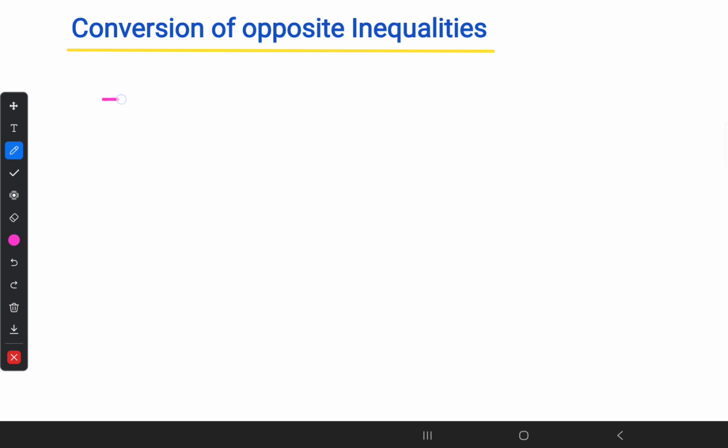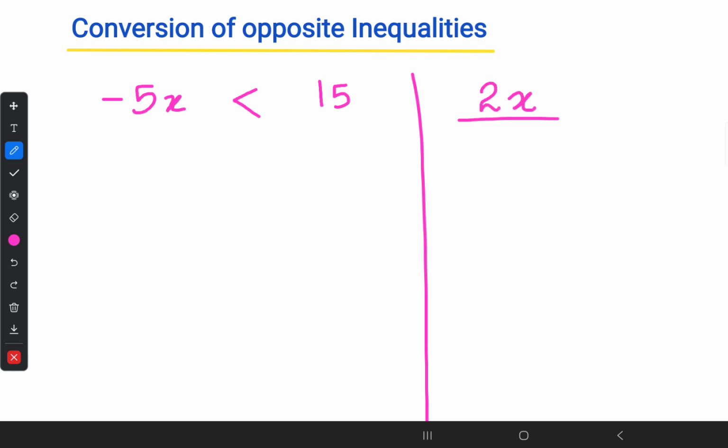Here I have negative 5x is less than 15. Another example would be 2x divided by negative 3 is greater than or equal to 6. I'll use these two examples.